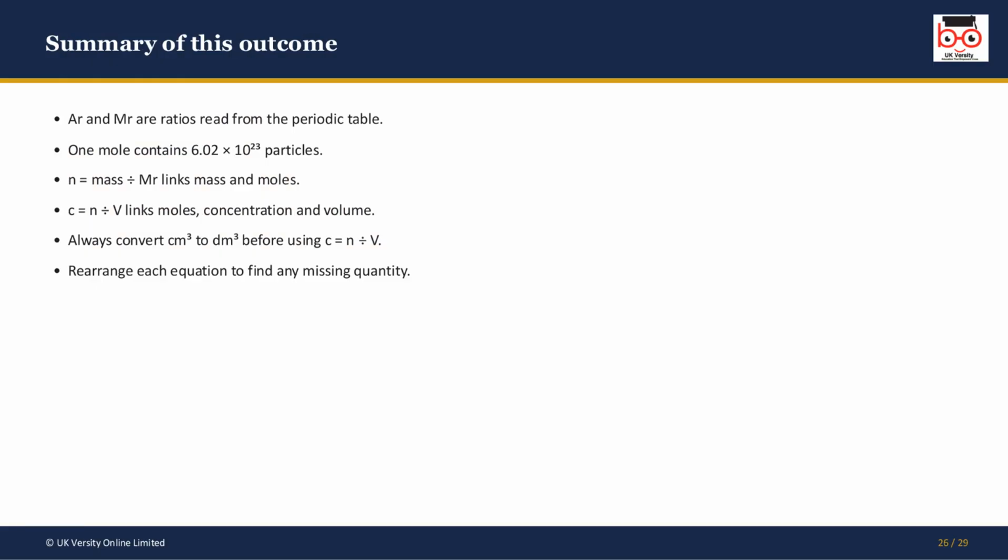Let's pull the outcome together. Ar and Mr are ratios you read from the periodic table. 1 mole always contains 6.02 times 10 to the power 23 particles. The equation N equals mass divided by Mr links mass and moles, while C equals N divided by V links moles, concentration and volume. Always convert cubic centimeters to dm³ before using that concentration equation. And with practice, you can rearrange either equation to find any missing quantity.